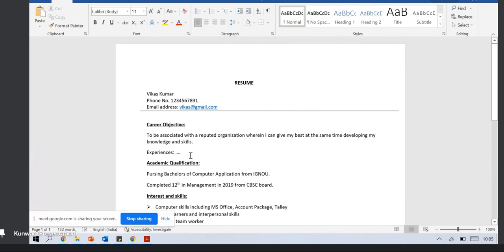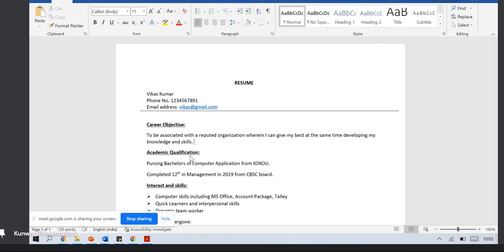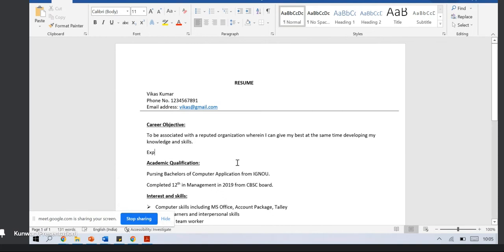And experience: since this is for a fresher, if you do not have any experience, do not mention even the experience heading. That's it. If you are writing your resume this way, with career objective and experience, and you are not writing anything here.